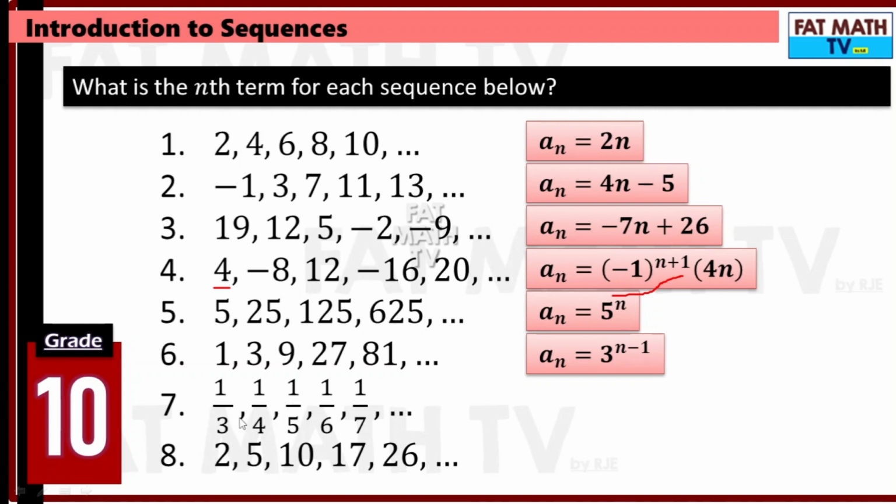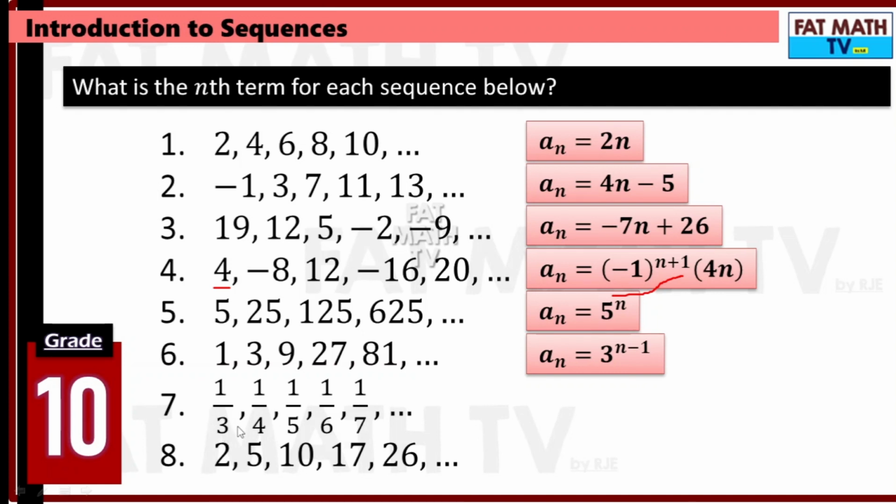How about number 7? As you can see here, the numbers in the denominator increase by 1. So it has to be a sub n equals 1 over supposedly n, because they increase by 1.